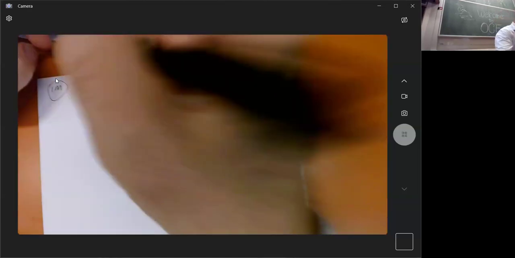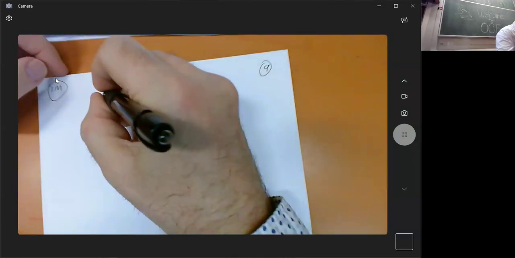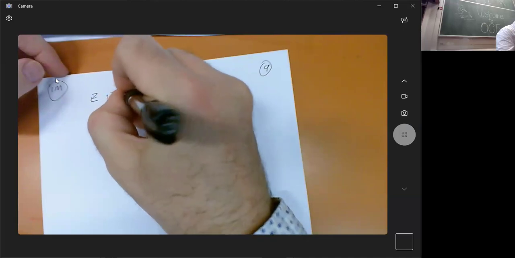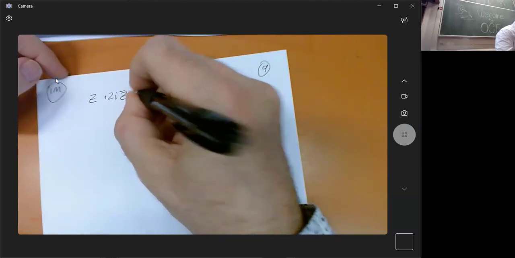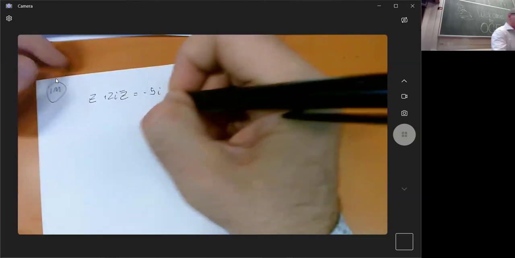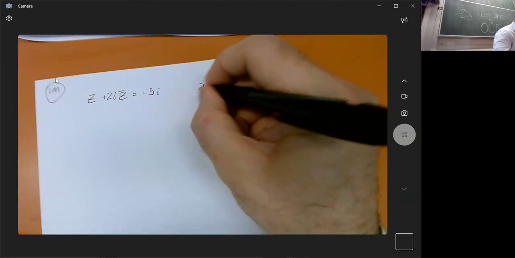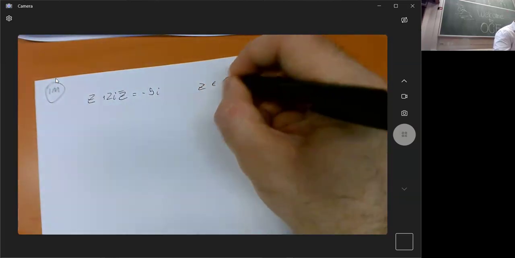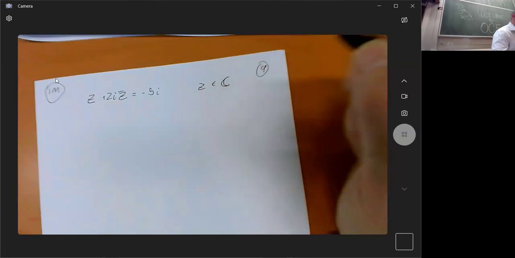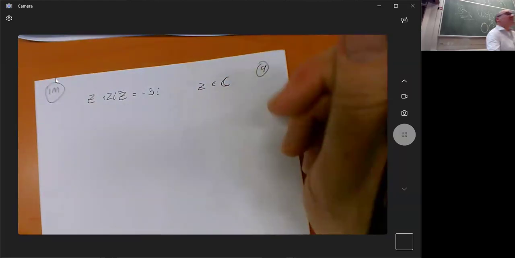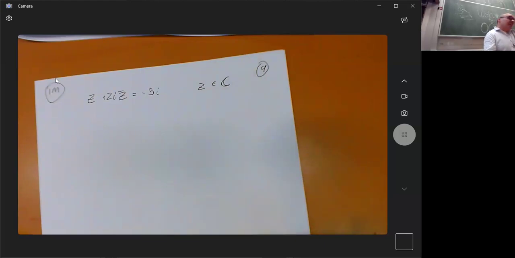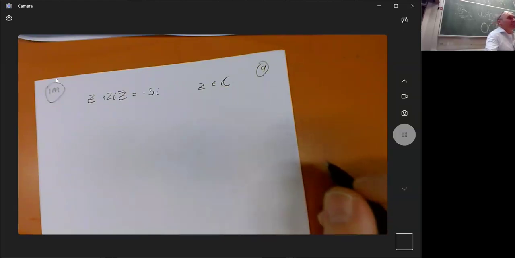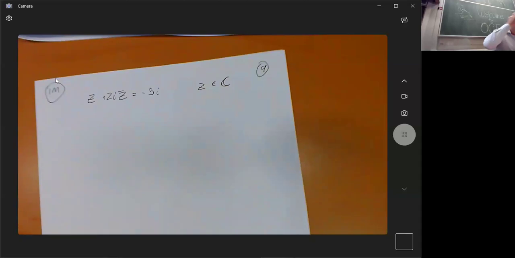That's what you want to see, isn't it? We want to solve z + 2i z conjugate = -5i, z in the set of complex numbers. This is just algebra, so we're just going to believe that we can do the algebra thing.